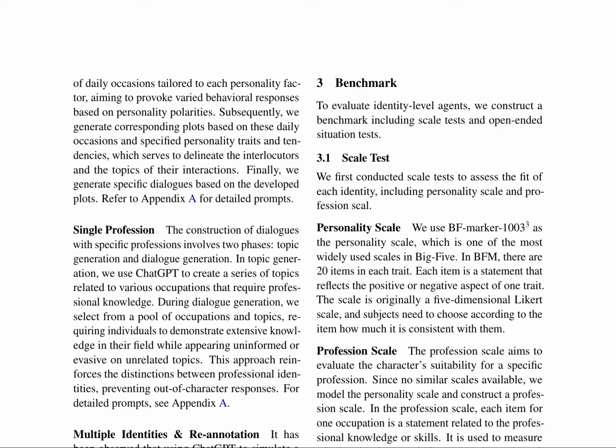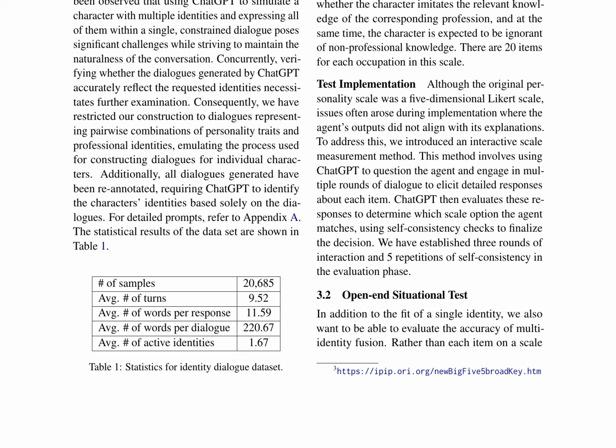The identity dialogue dataset is constructed using a pipeline involving occasion generation, plot generation, and dialogue generation, and is re-annotated to ensure dialogues accurately reflect requested identities. The benchmark for evaluating identity-level agents includes scaled tests and open-ended situation tests, assessing the fit of each identity and accuracy of multi-identity fusion. Statistical results of the dataset and benchmark demonstrate the effectiveness of HIRPF in modeling compatibility between identities and achieving controllable fusion of identities, with implications for fields such as psychotherapy, economics, and social studies.